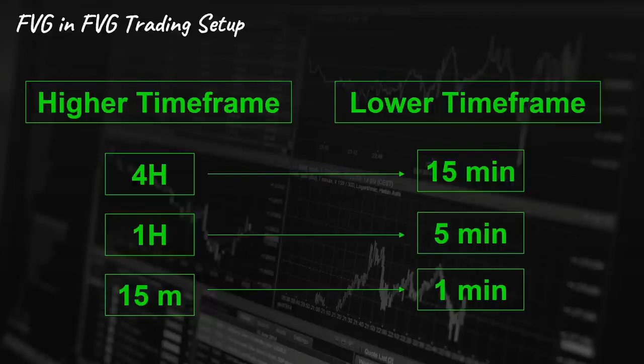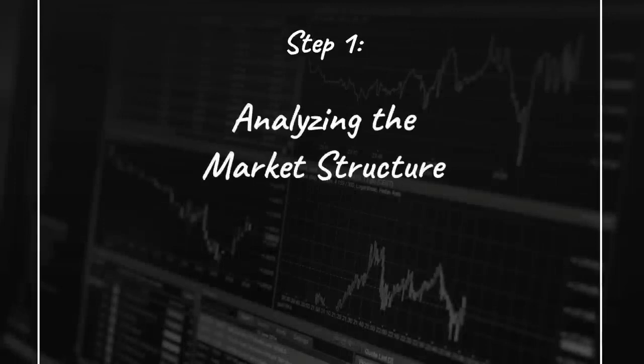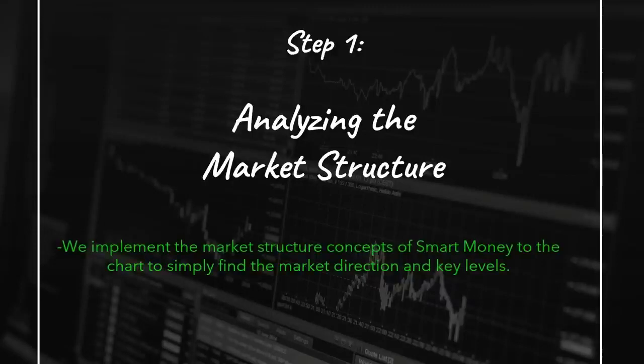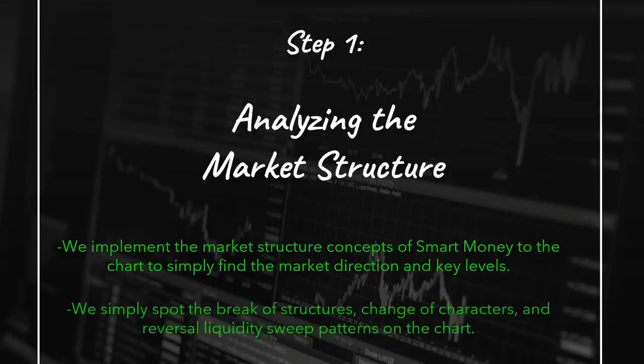Now we have simplified this trading plan into two major steps. So let's start with the first one: analyzing the market structure in the higher time frame. In this general analysis, we implement the market structure concepts of smart money to the chart to simply find the market direction and key levels. To identify the market direction, we simply spot the break of structures, change of characters, and reversal liquidity sweep patterns on the chart.